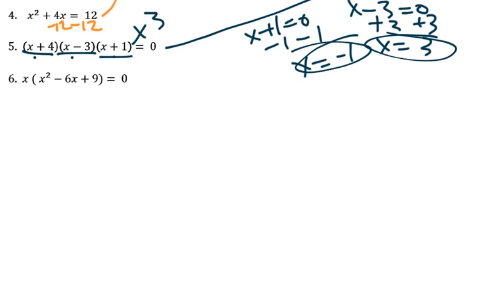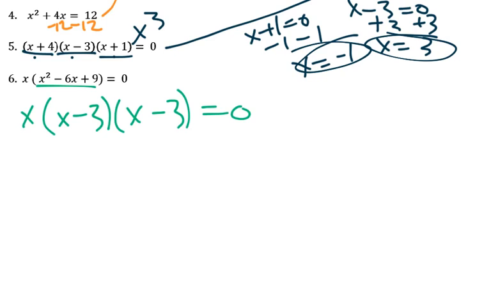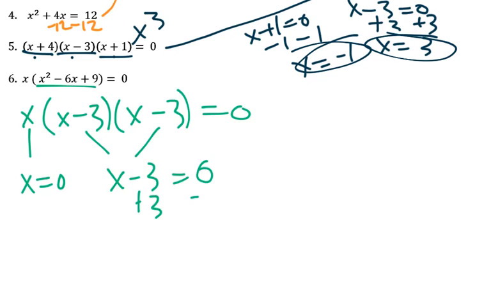Okay, number 6. First thing we've got to do with these ones is we need to factor that. So we have x times, let's see, x minus 3, x minus 3. So each one we set equal to 0, so x equals 0. And then notice that's the same thing, so we just do the same thing twice, right? So we get x equals 3 twice. And there we go.